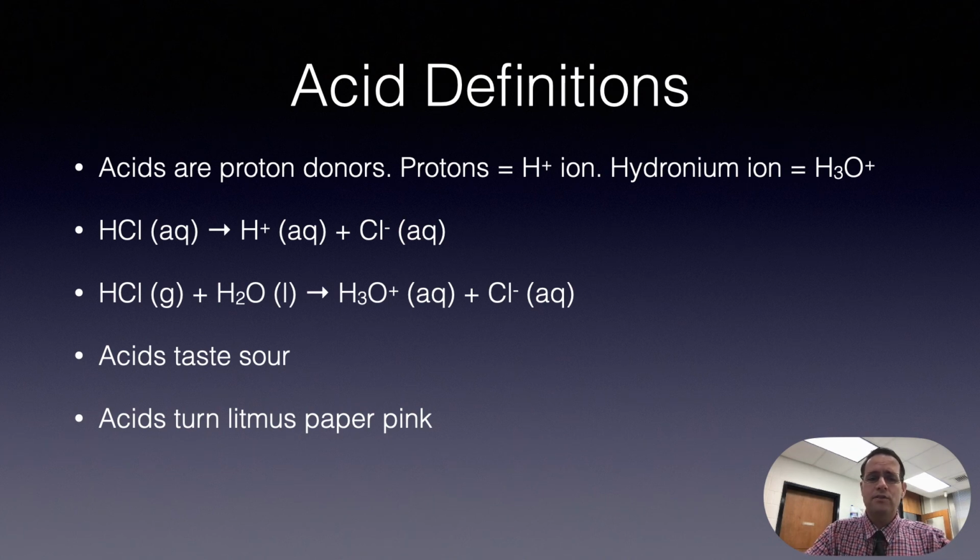Now, acids also taste sour, whether we're talking about vinegar or lemons, for example. And also, acids turn litmus paper pink, and we're going to see that kind of chemical reaction in the lab.